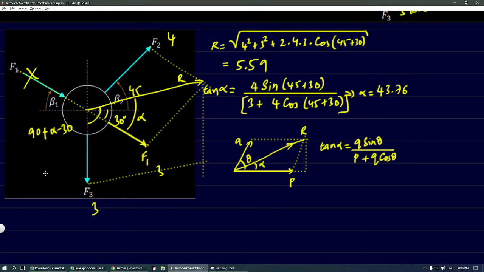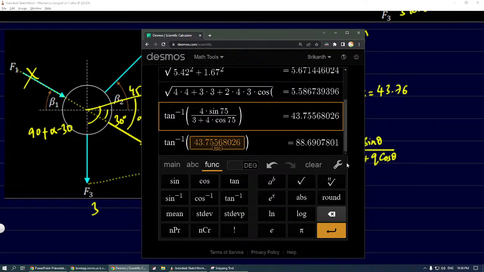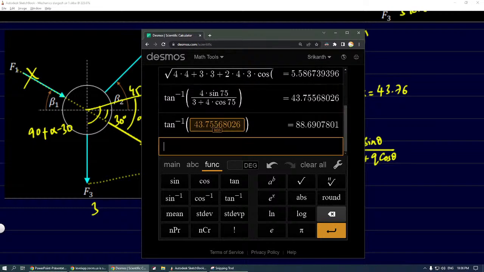Alpha value is known, so find it. How much is that? 90 minus 43.76 minus 30. No, sorry, this should be plus, no? So 90 plus this. 103.76.